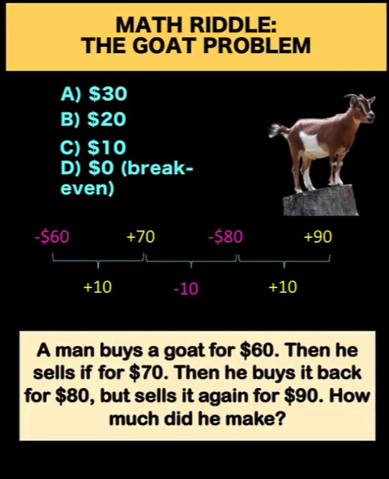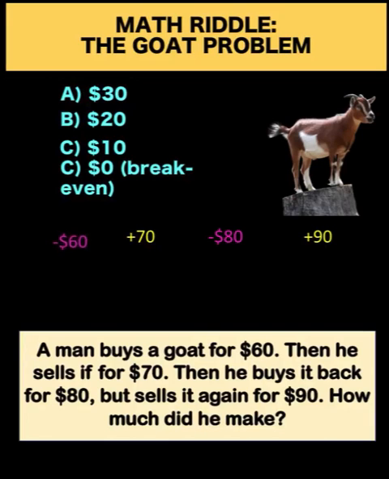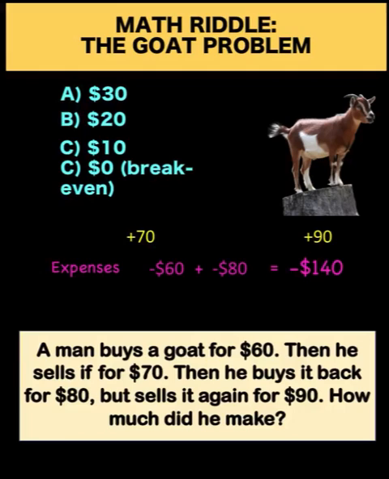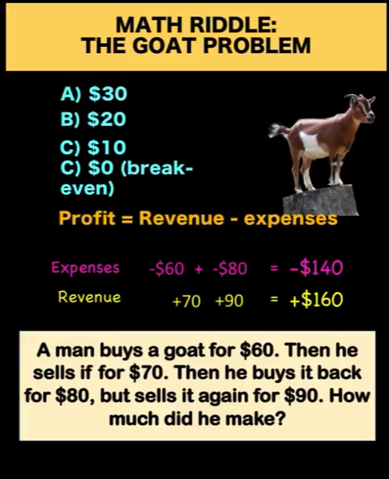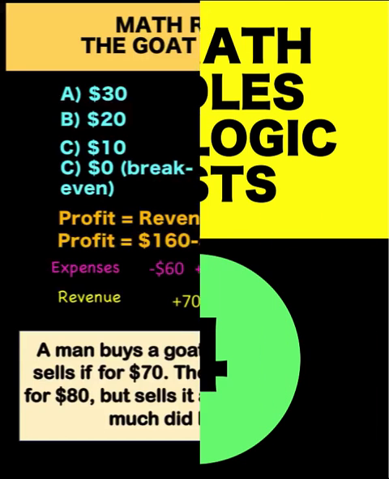And so to reiterate, our answer is 20 because in order to analyze this, just add together all those expenses, and that is equal to $140, and add all the revenues, and that is equal to $160, and subtracting the revenue minus the expenses, that gives us a profit of $20.